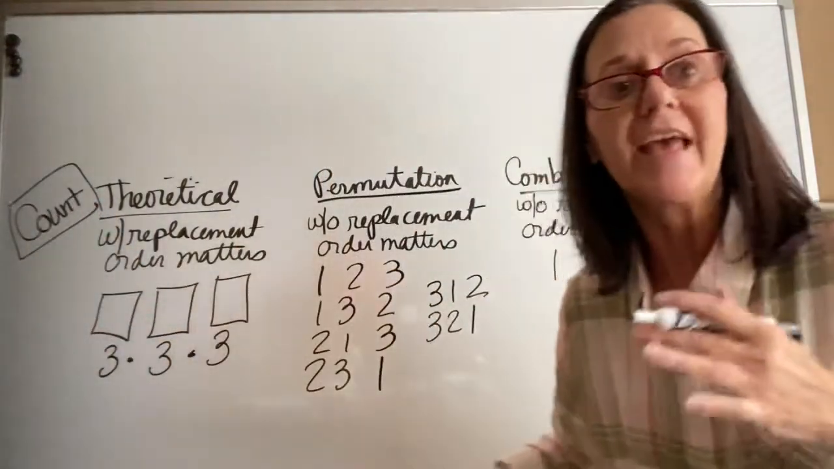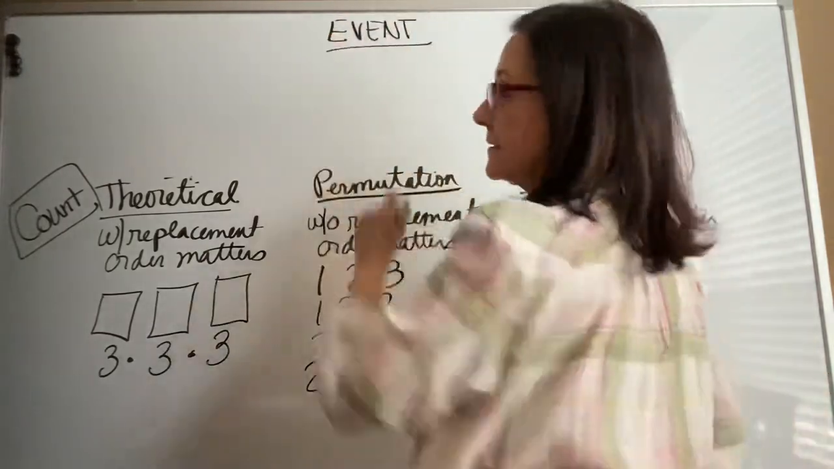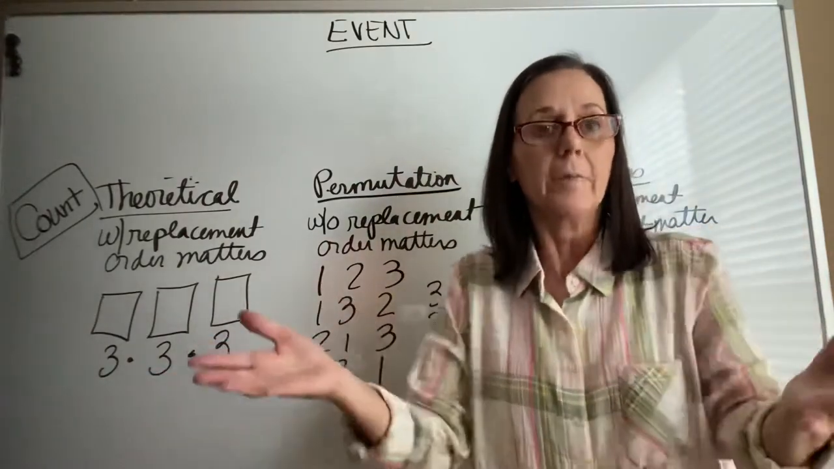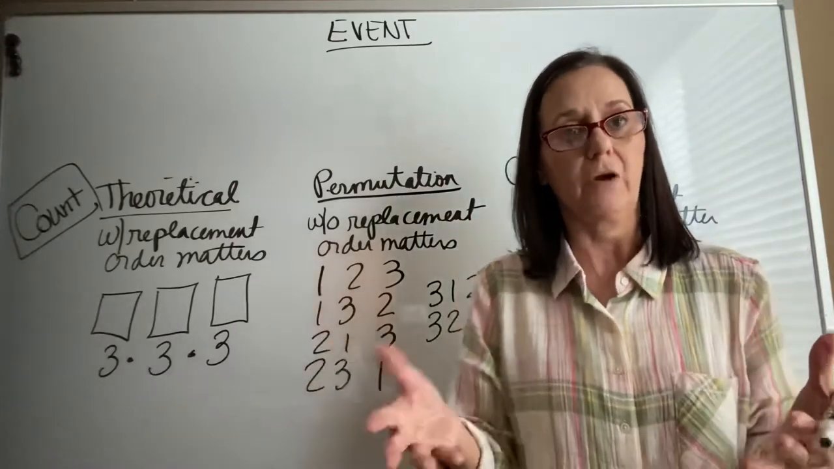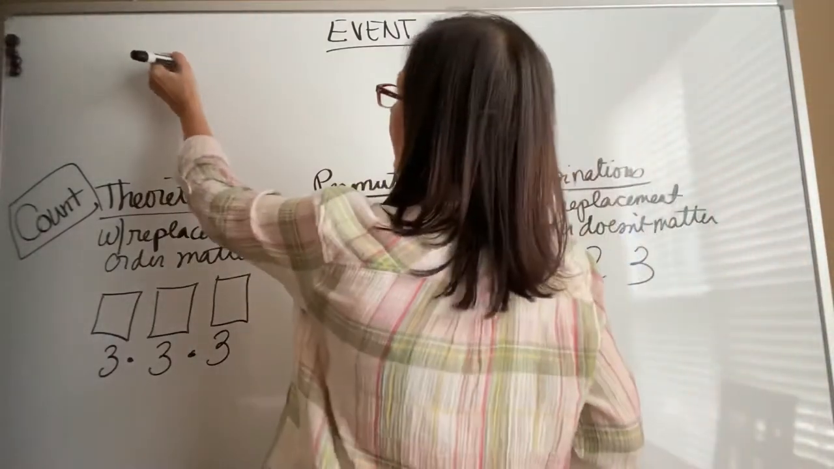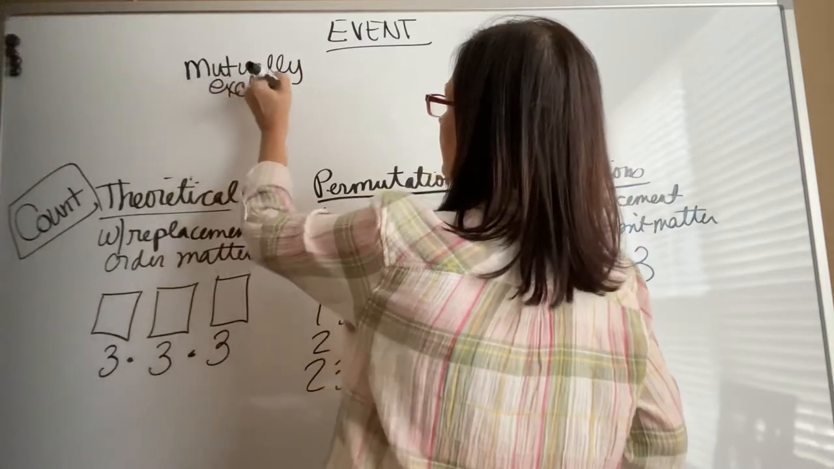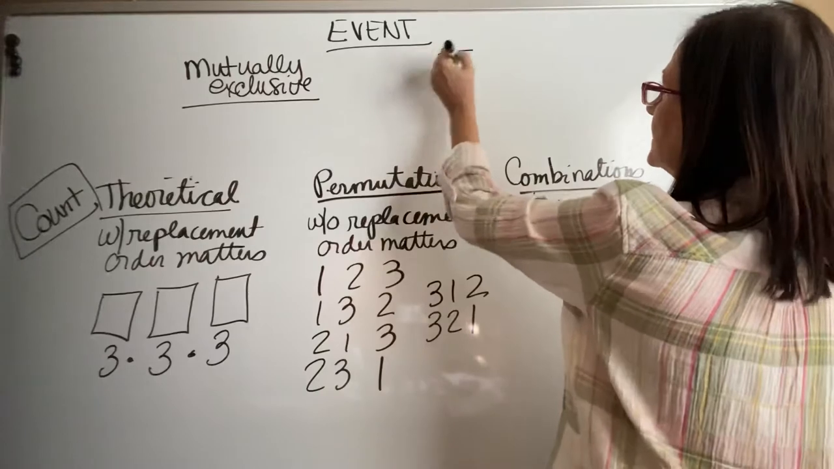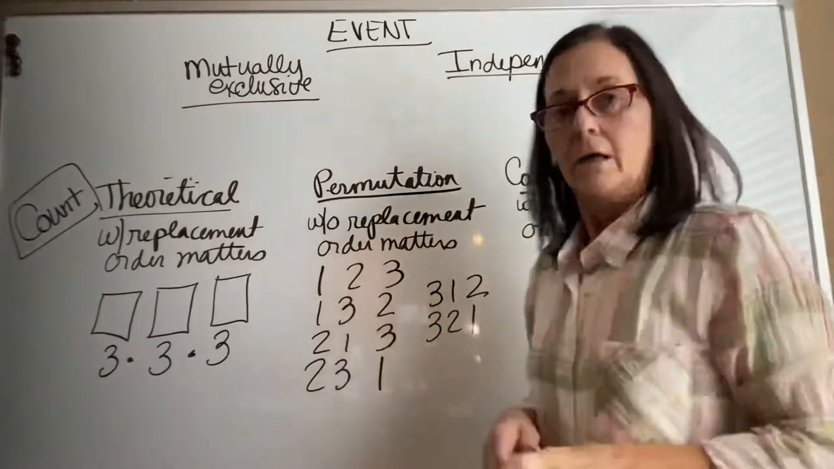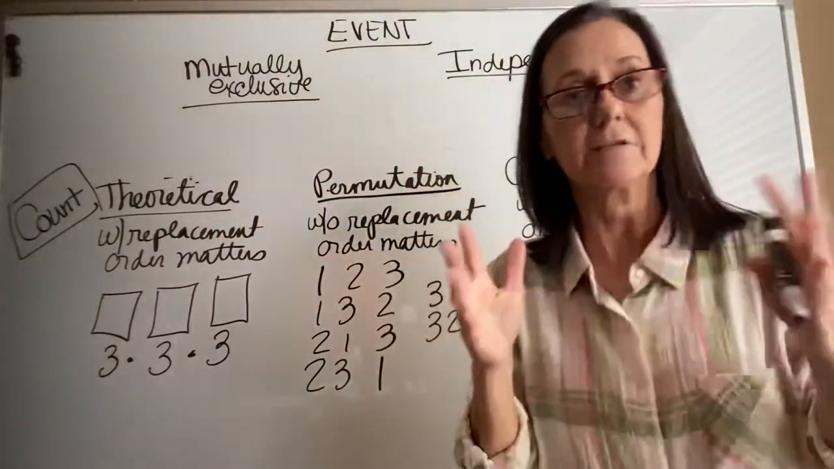When we're looking at events, what is an event? An event is, I think I said this a minute ago, going to my closet and picking out an outfit. That's an event, right? Actually going in to do it, or drawing a marble out of the bucket. So when we're looking at events, there's two ways to look at them. Either it is mutually exclusive, or it is independent. Okay, and mutually exclusive, we can use any of these, independent, any of these for the counting principle, okay?